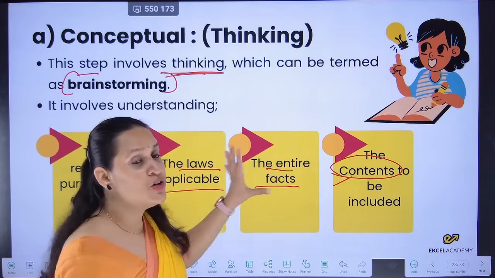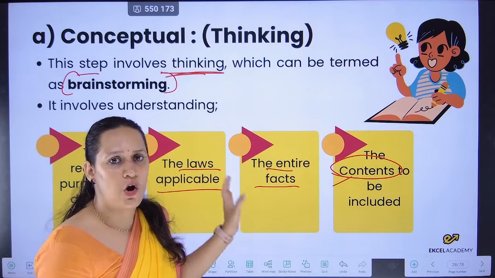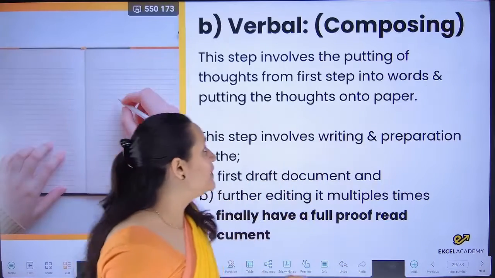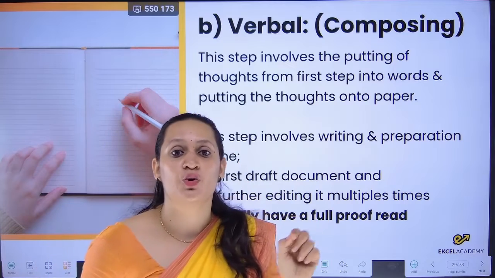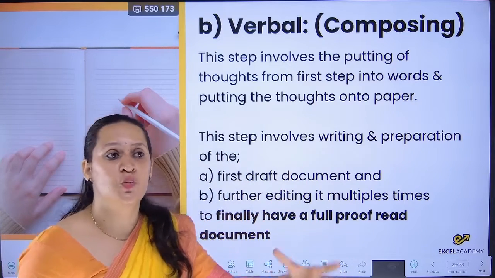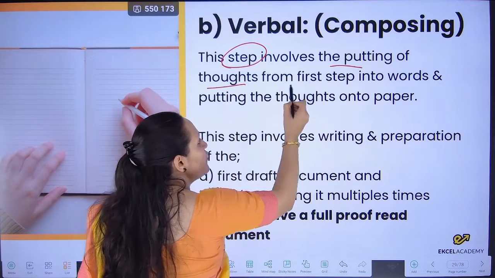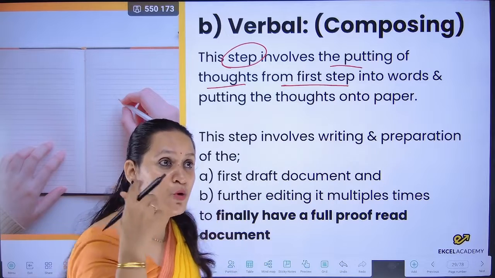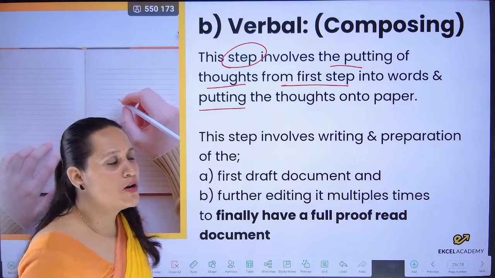You're going to connect the law with the facts and then start writing the content, structuring the content in your mind. Once your thinking procedure is over, you have identified the purpose, the law and the facts, then you're going to prepare yourself to actually start the verbal work, that is nothing but putting your thoughts into writing, putting your thoughts into words. This step involves putting the thoughts from the first step, the brainstorming you have done, into writing itself, which is called verbal or composing.